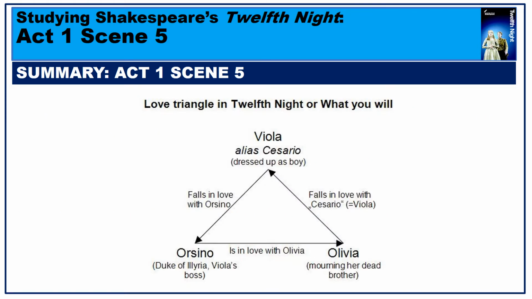She orders Malvolio to run after Cesario once he has left, giving him a ring, which will signify very clearly that the love triangle between Olivia, Viola and Orsino is now complete.